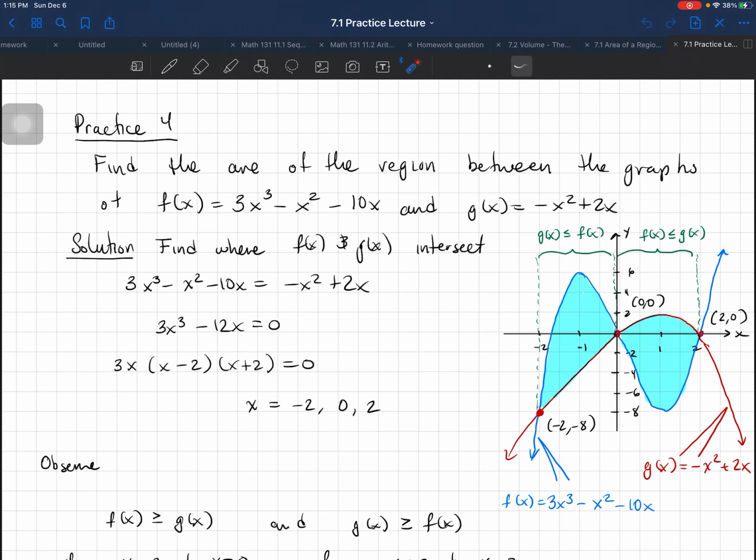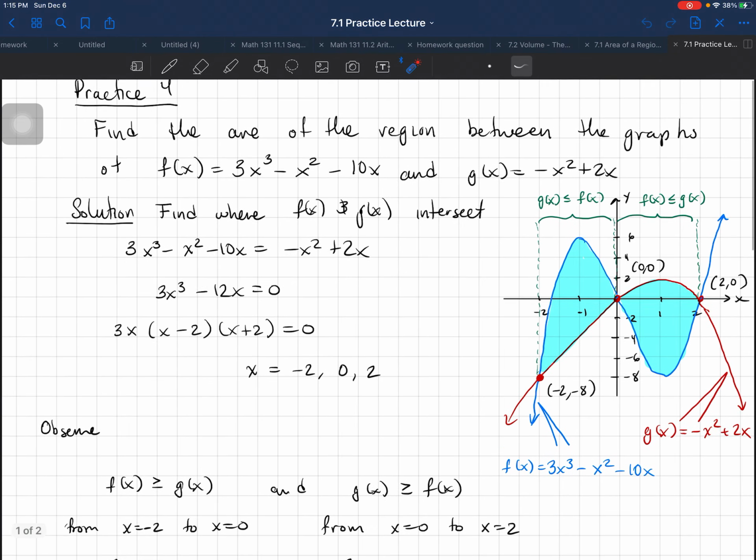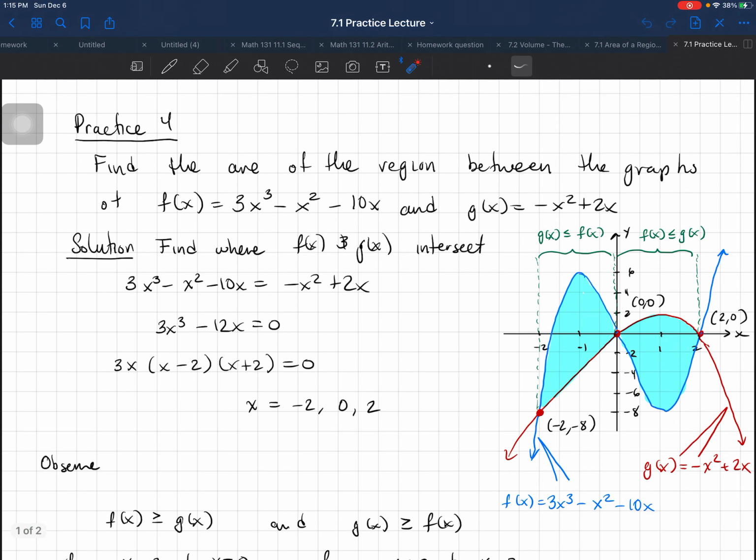So these are two of the practice problems that we had there. They're actually very distinct from what we've done before. They have the same concept, but there is a little twist that allows us to extend our understanding of the area between the two curves.